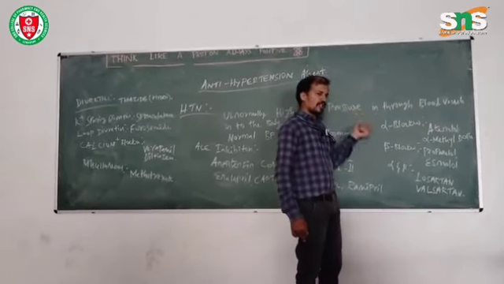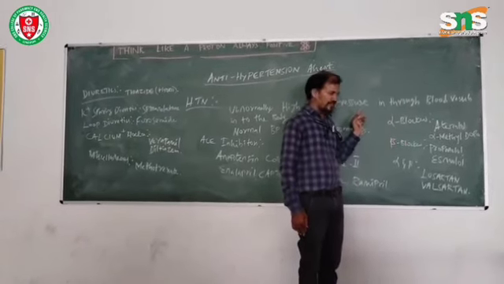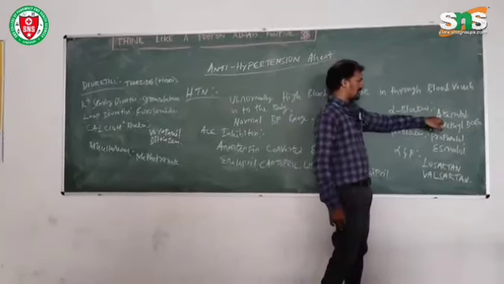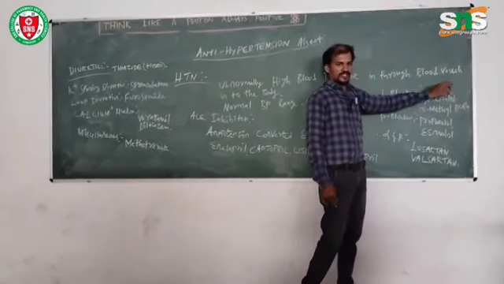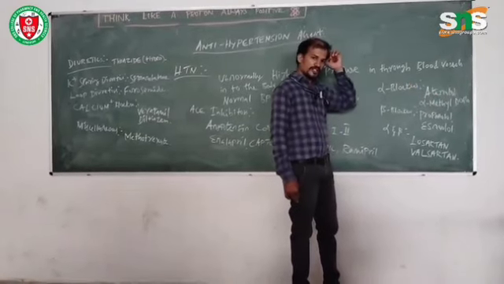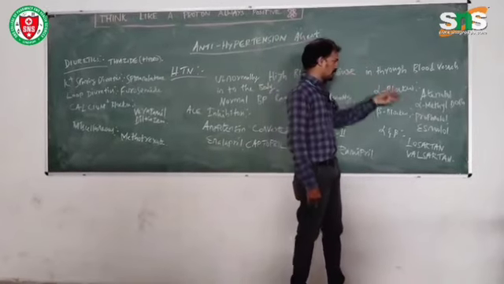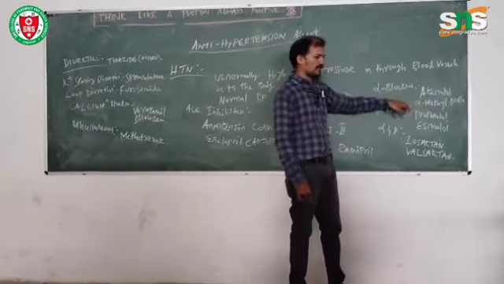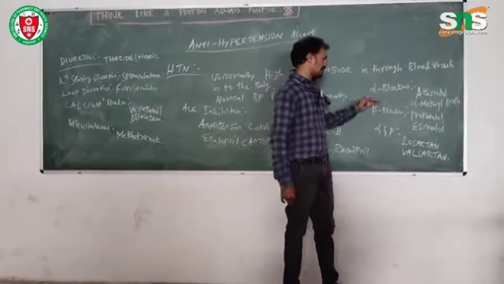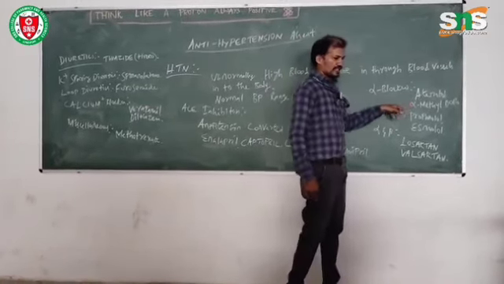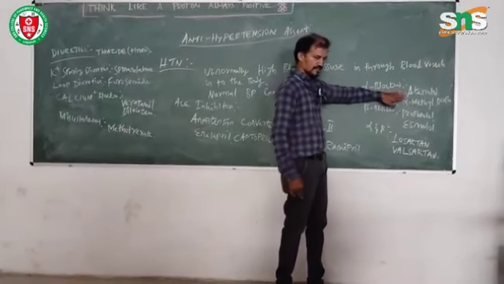Another name is G protein coupled receptor site. The drug atenolol binds to the G protein coupled receptor site. It will reduce the BP also. So the alpha blockers will reduce the blood pressure, which is their pharmacological action.